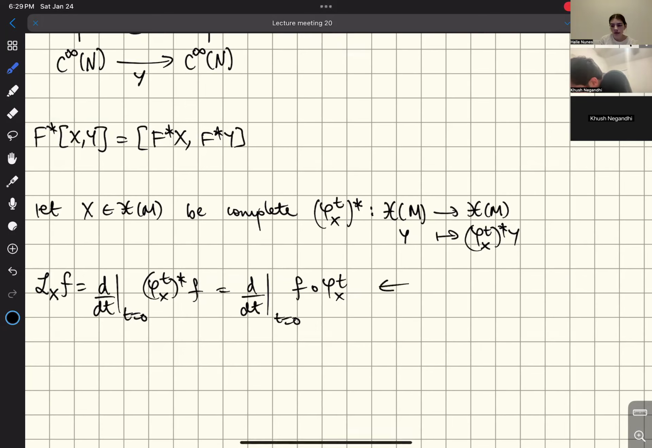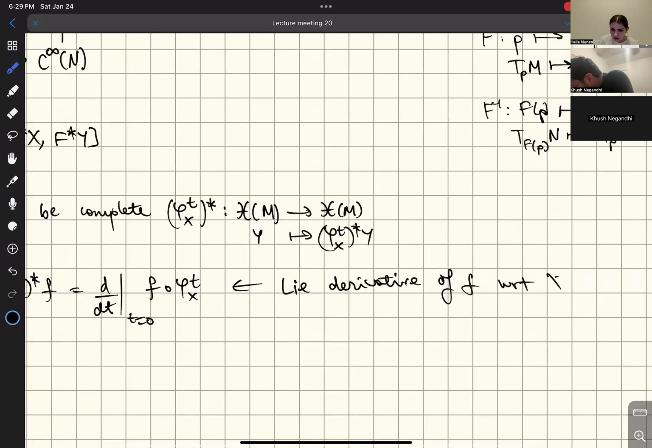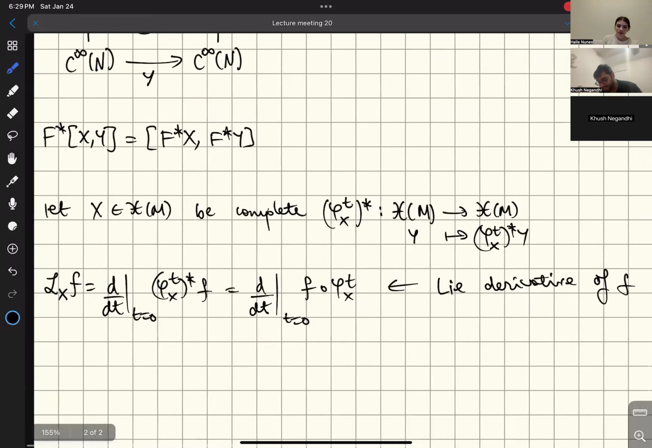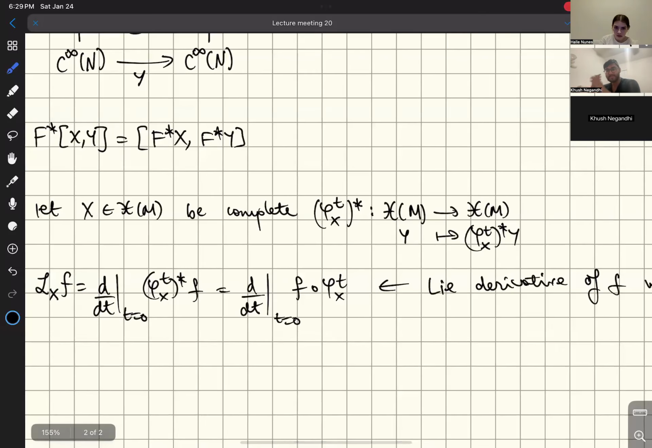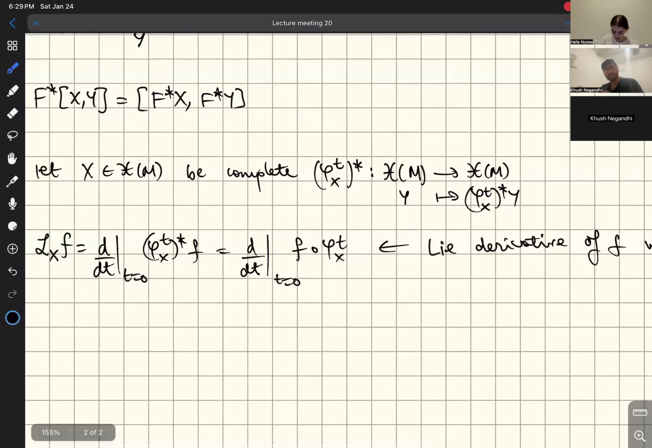So this is called the Lie derivative of f with respect to x. It's basically the directional derivative of f in the direction of x. But now we can also do this for vector fields, right?